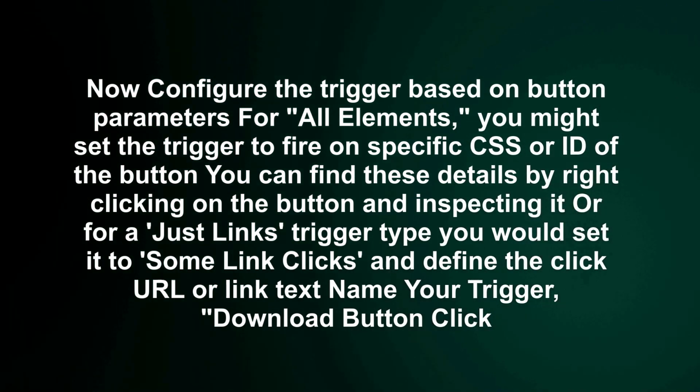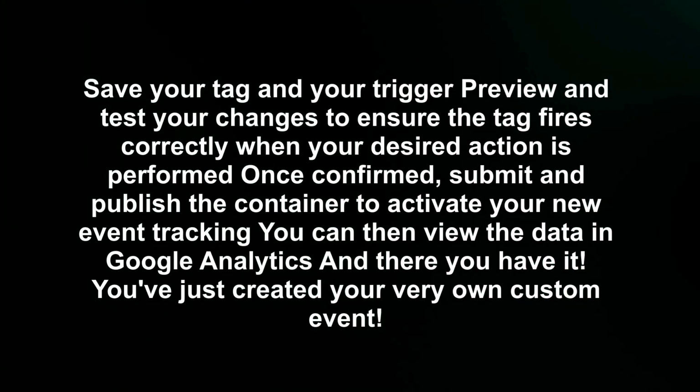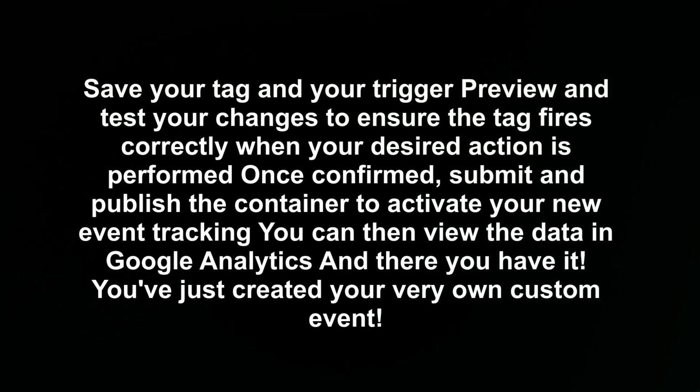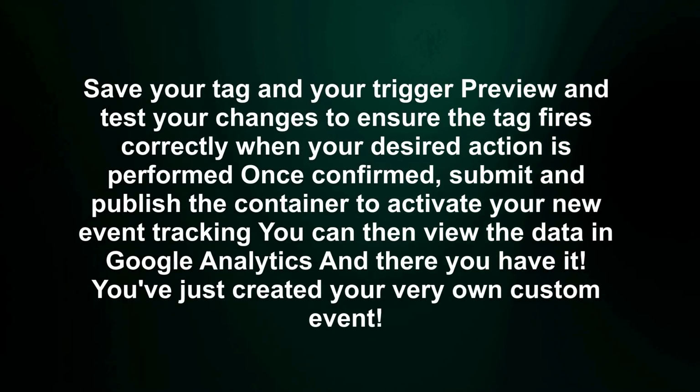Name your trigger Download Button Click. Save your tag and your trigger. Preview and test your changes to ensure the tag fires correctly when your desired action is performed. Once confirmed, submit and publish the container to activate your new event tracking.